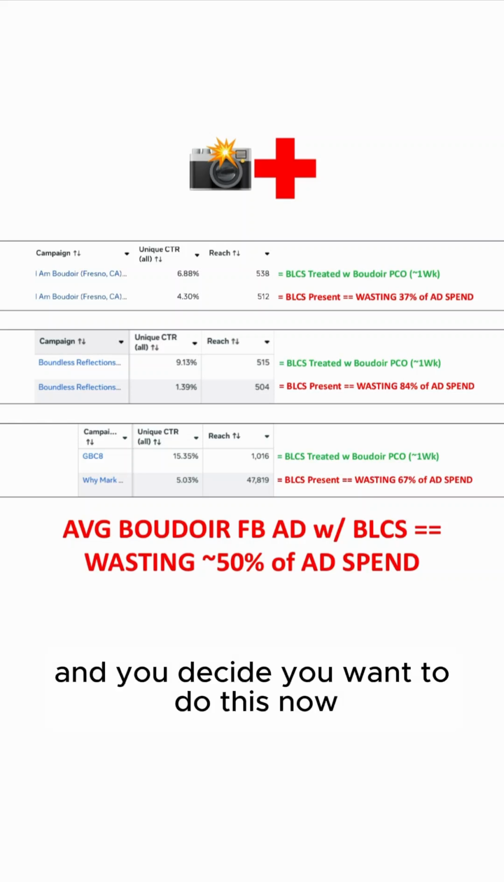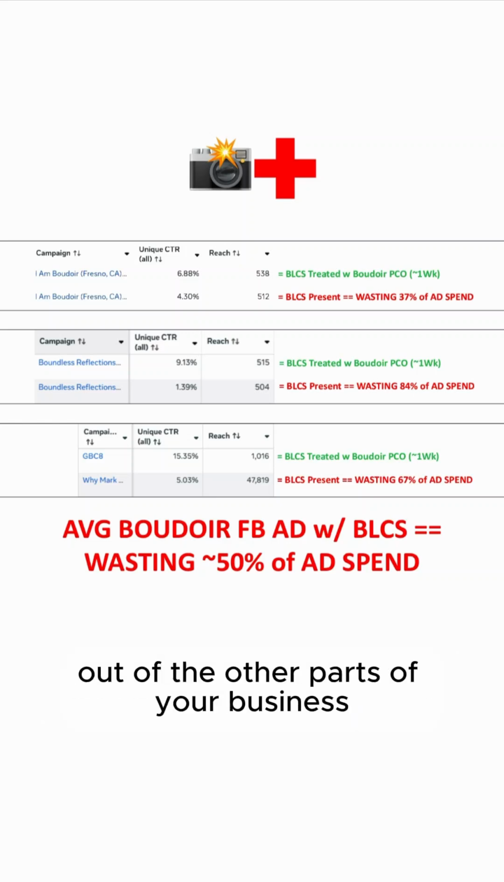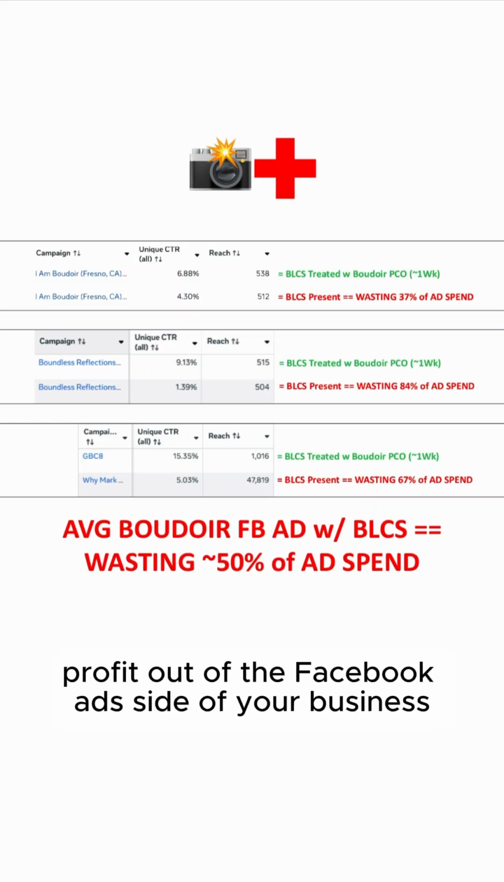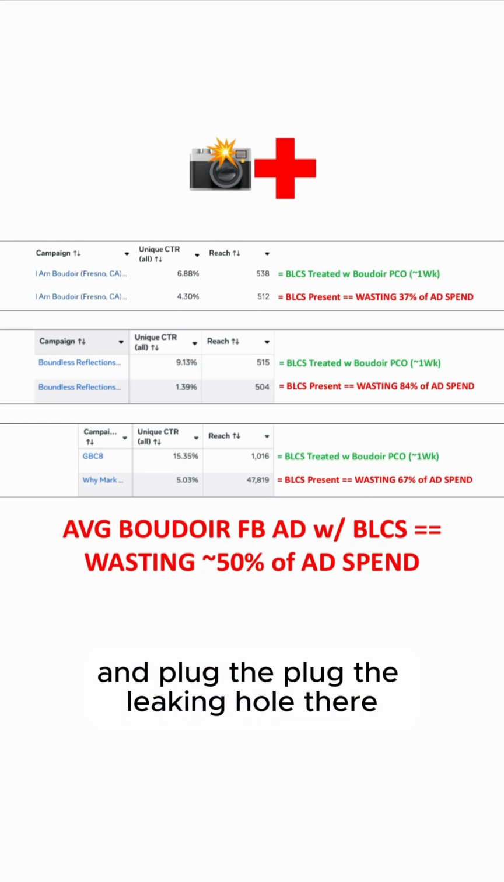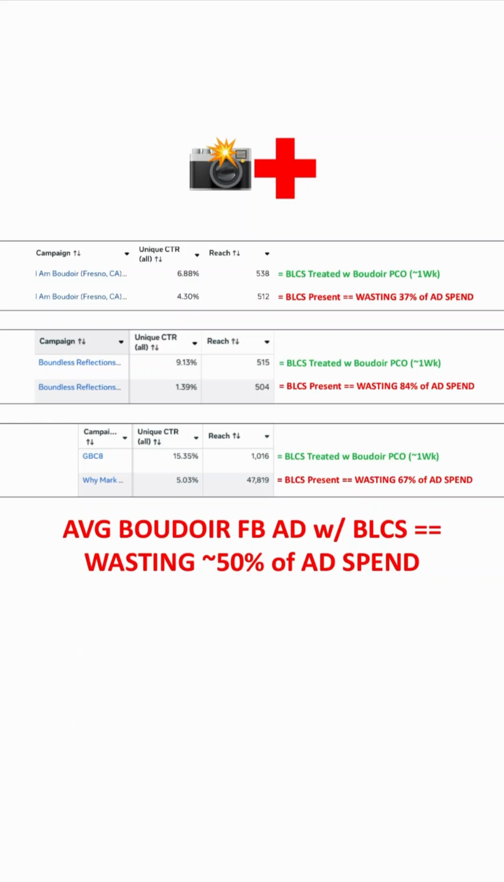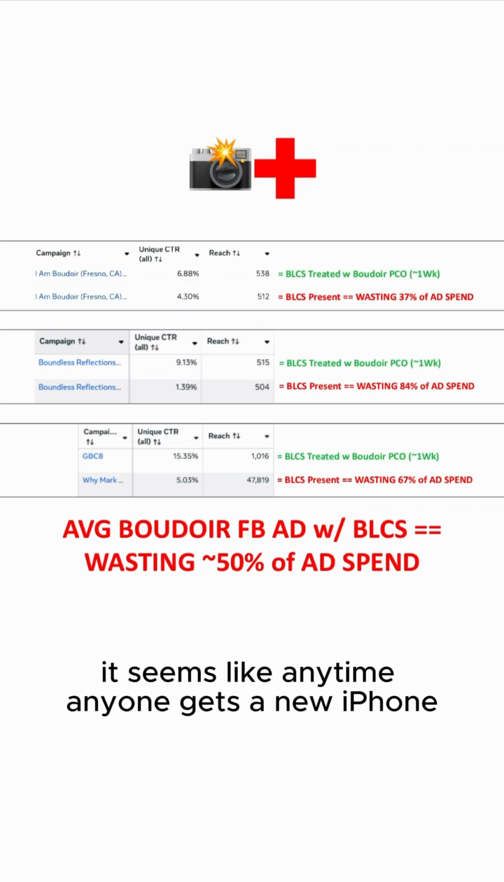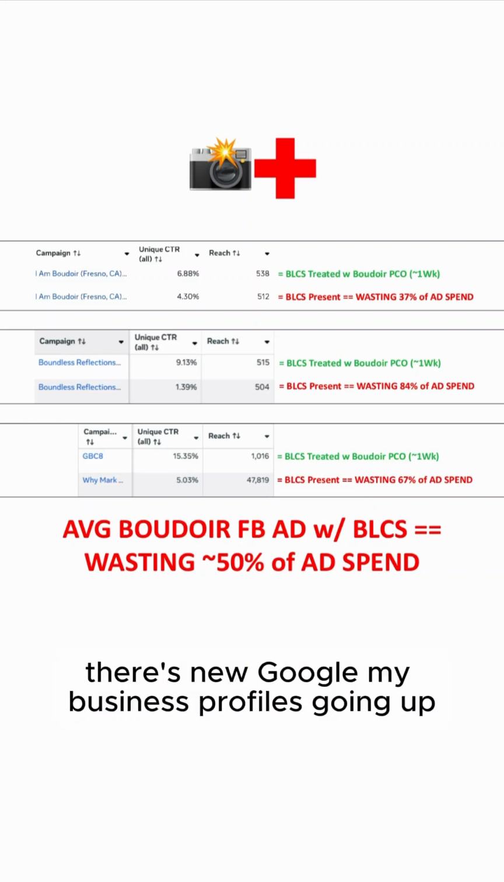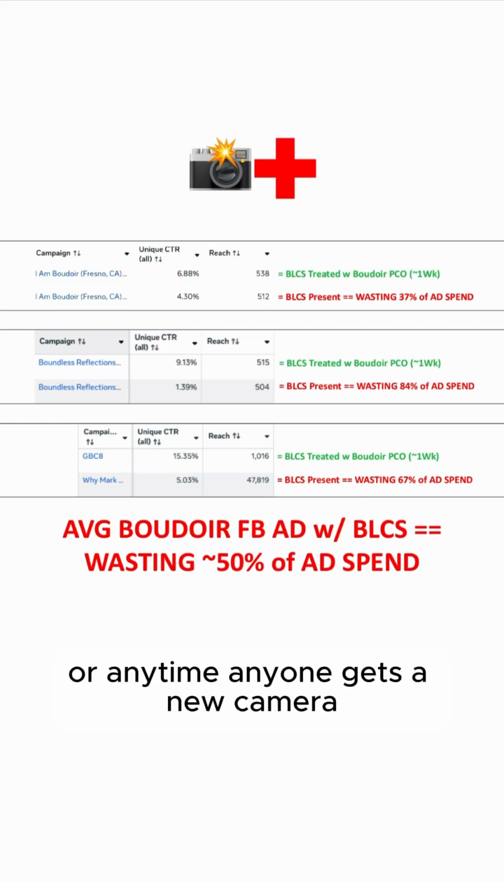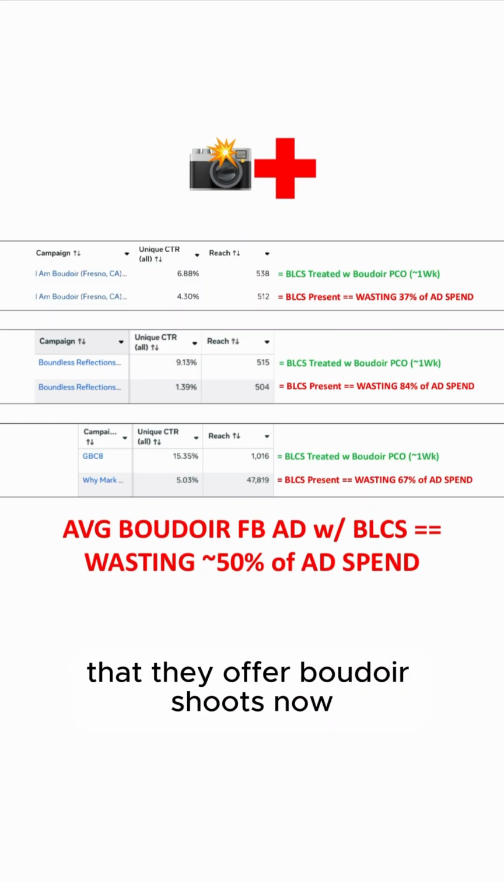And you decide you want to do this now because you've pulled profit out of the other parts of your business. Now you want to optimize profit out of the Facebook ad side of your business. Kind of plug the leaking hole there, because you recognize more women are joining to become boudoir photographers every day. Seems like anytime anyone gets a new iPhone, there's new Google My Business profiles going up, or anytime anyone gets a new camera, there's new peeps posting in the mom groups for boudoir that they offer boudoir shoots now.